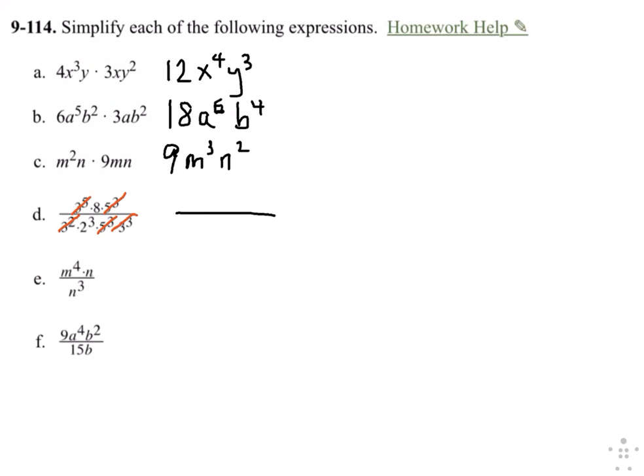That cancels. So I'm left with 8 in the numerator and 2 to the third in the denominator. 2 to the third is 8. So I'm left with 1, right? So for D, it's 1.